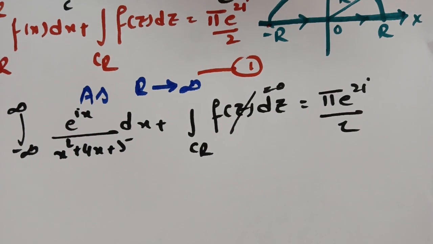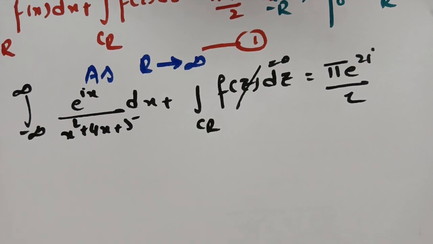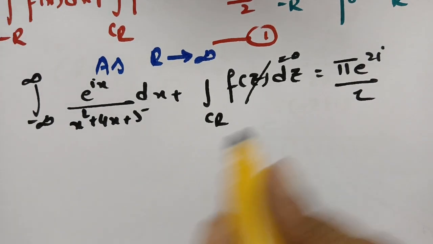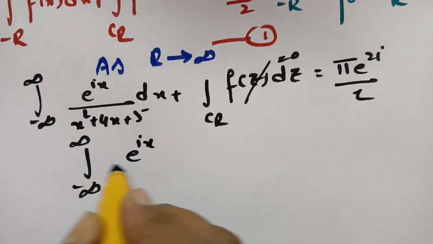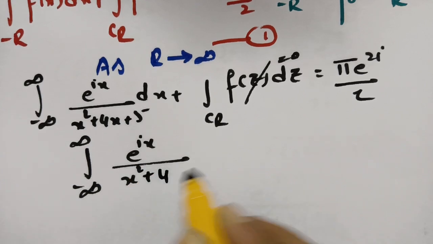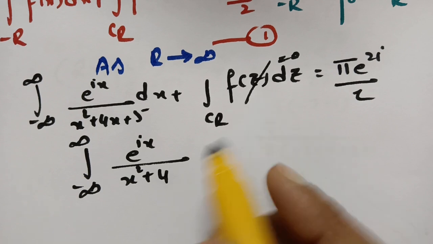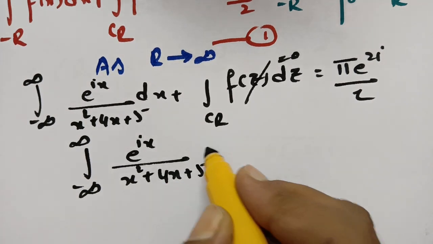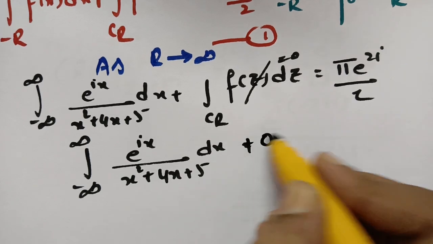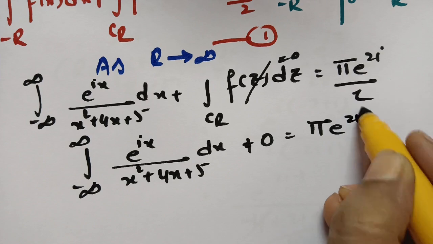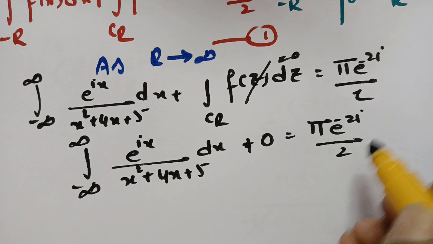As I have given you crystal clear clarity in my previous videos, after keeping z equal to R e power i theta, we will be getting this value as 0. And what remains here is the integral from minus infinity to plus infinity of e power ix by x square plus 4x plus 5. Please go through my previous videos, where I have uploaded why this function becomes 0 after the substitution. So many videos I have uploaded, and this is the final video. If you follow those videos, you will get clarity. That is pi e power, this is 2i by 2, so this is 2i or minus 2i. This is minus 2i by 2.